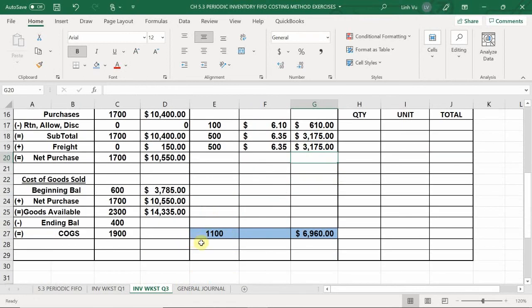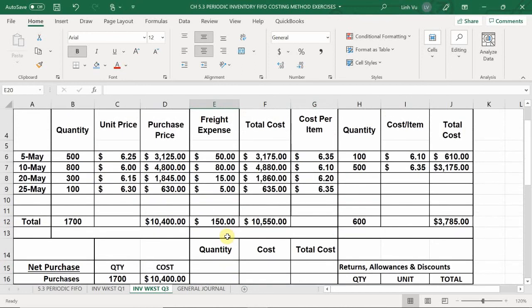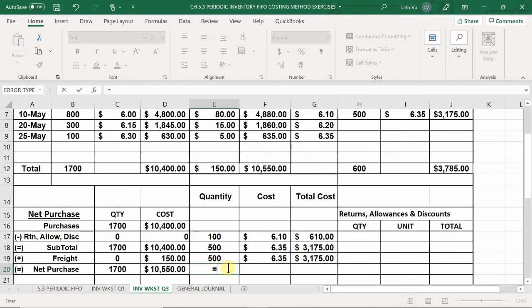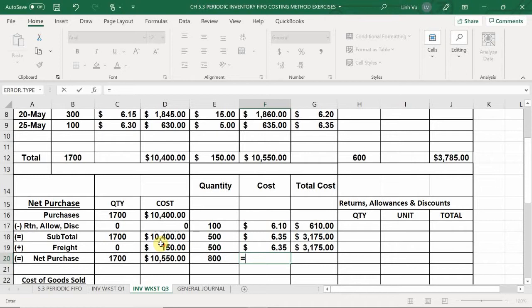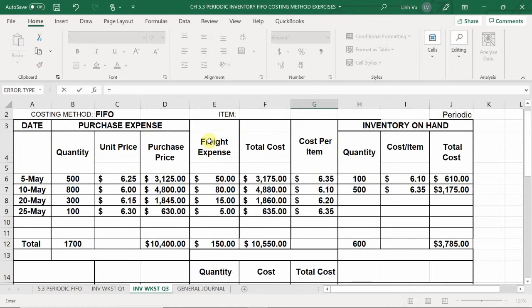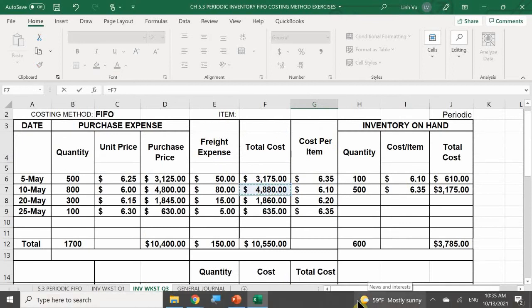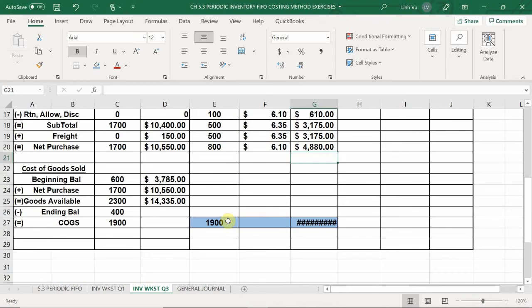So now let's take a look at my inventory. My cost of goods sold. I sold 1,100 units. I need to get to 900 units, okay? So therefore, I need to sell 800 more. So which batch of inventory am I going to sell next? 10 May, 800. The 10th of May, which is exactly 800 units, okay? So in this case, that means I don't need to calculate anything here because I'm getting rid of all 800 items, which I know cost me a total of $4,880. Okay?